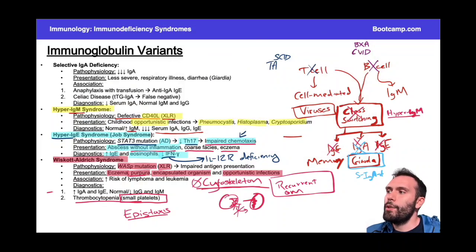Now, again, if you just look at the immunoglobulins here, this is kind of the one situation where I would say the immunoglobulins are somewhat non-specific. They don't tell you a lot of information, but you usually do see an elevation in IgE and potentially IgA also in the setting of Wiskott-Aldrich syndrome.